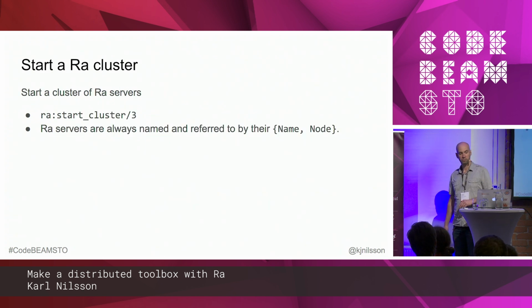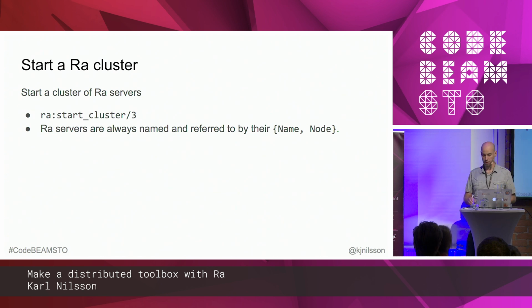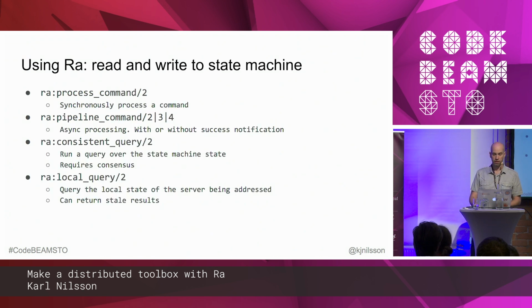Start a cluster, relatively simple. There's a fairly simple API for that to provide the members you want the cluster to have. All Ra servers are always locally named processes, and in the cluster they're always referred to by the locally registered name and the node they're running on. If you want to interact with the Ra cluster, there's a few bits of API for that.